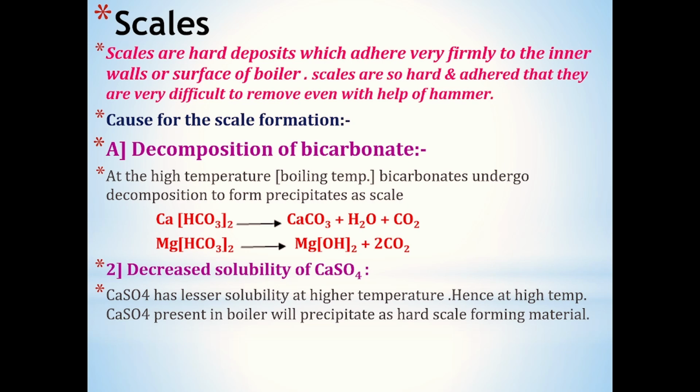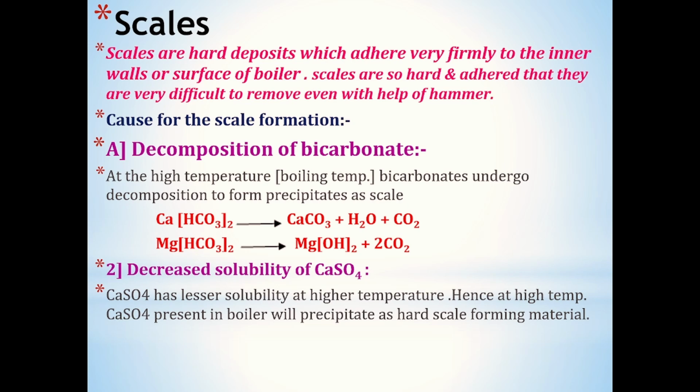At high temperature, that is boiling temperature, the bicarbonates present in the water undergo decomposition to form the corresponding precipitate of the compound, which is considered a scale. For example, calcium bicarbonate and magnesium bicarbonate. The reactions are shown here. Calcium bicarbonate undergoes hydrolysis to form the calcium carbonate precipitate. Magnesium bicarbonate undergoes hydrolysis to form magnesium hydroxide. So magnesium hydroxide is a sticky precipitate, CaCO3 is a hard precipitate, and they behave as a scale.